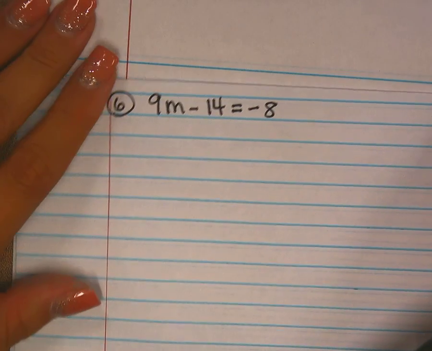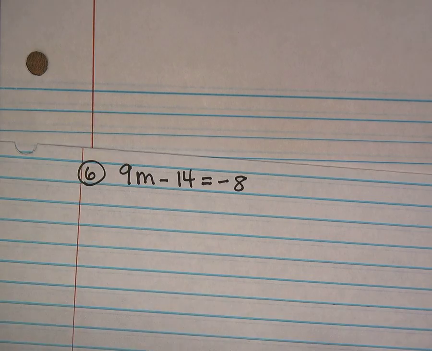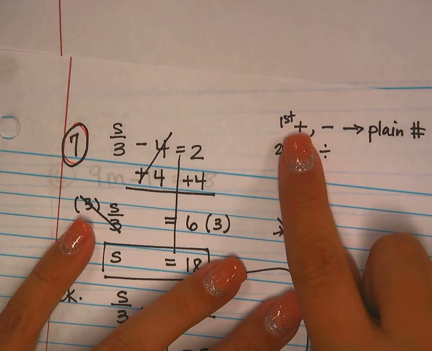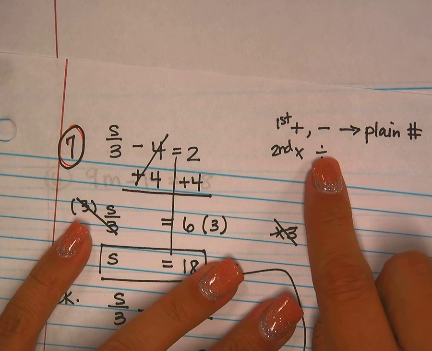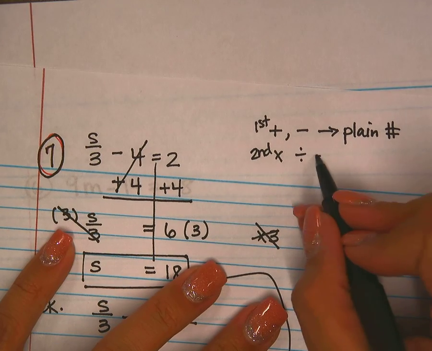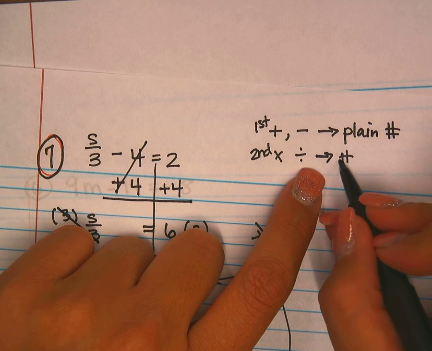All right. So as I'm reminded, let me look at my notes from earlier. First step is we're adding and subtracting my plain number. The second step is I'm going to be multiplying or dividing. We forgot to add that up here. This is my coefficient. This is the number with the variable.